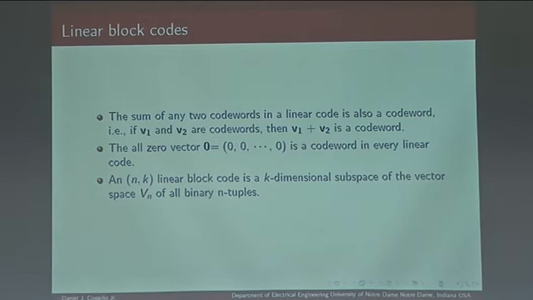So I said this before, it's a k-dimensional subspace of the vector space of all binary n-tuples. These are sometimes called group codes. For those of you that are algebraists, it's a group. The set of code words forms a group of dimension k.